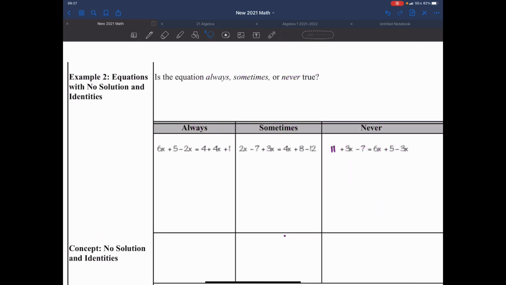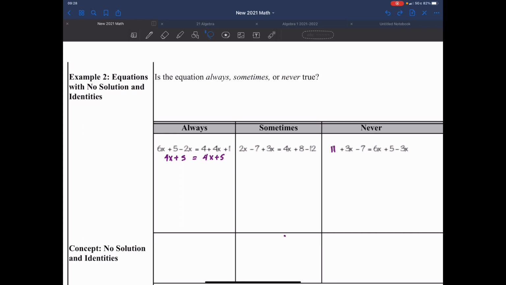Let's go ahead and continue. For example 2, we're going to look at equations with no solutions and identities. We want to ask ourselves, is the equation always, sometimes, or never true? Remember, an identity is where a number equals a number, like a 5 will equal a 5. So let's look at where it's always true.